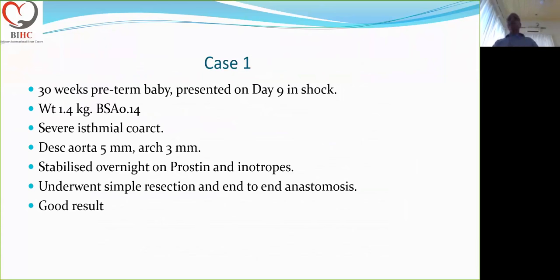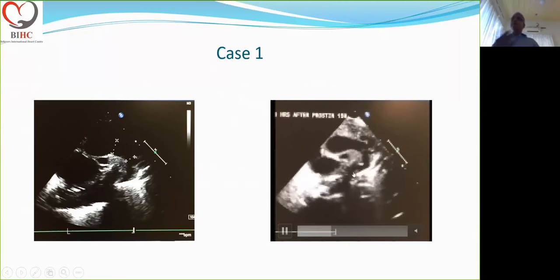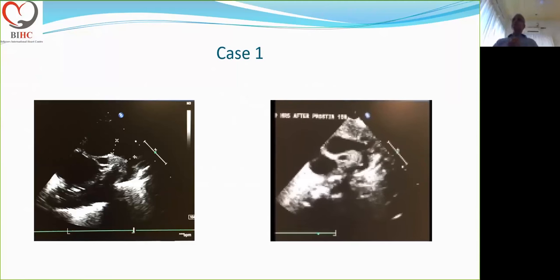The baby is stabilized overnight on prostin and inotropes, undergoes a simple resection and end-to-end anastomosis, and there is a good result. I hope you can see this image. Here, there is a coarctation, a decent arch with a discrete coarctation, and the baby is operated.